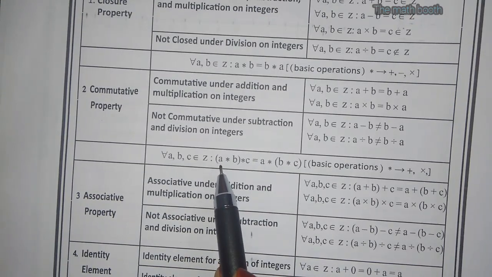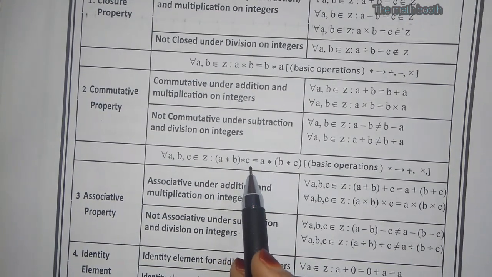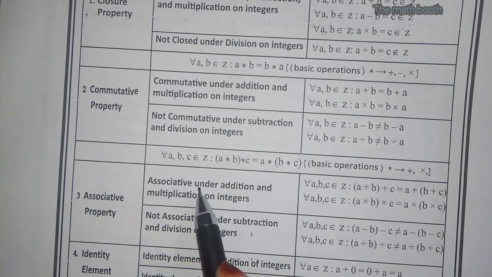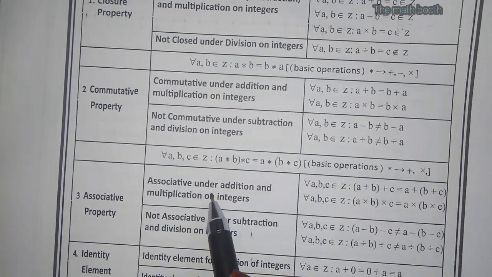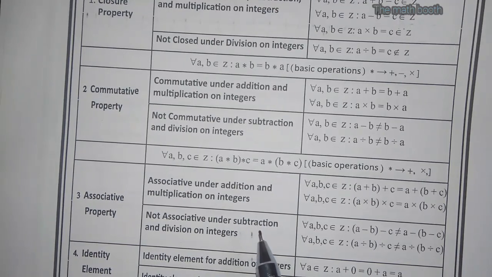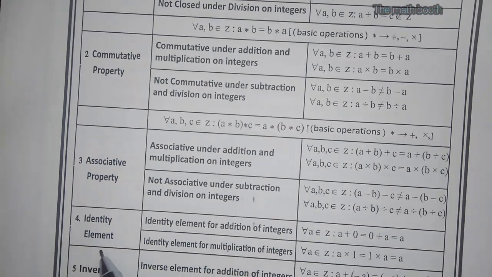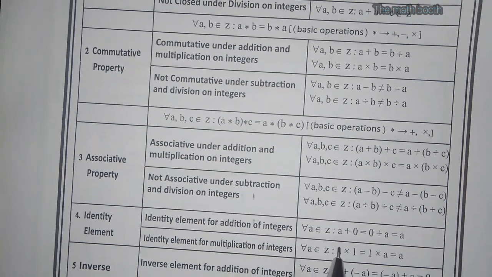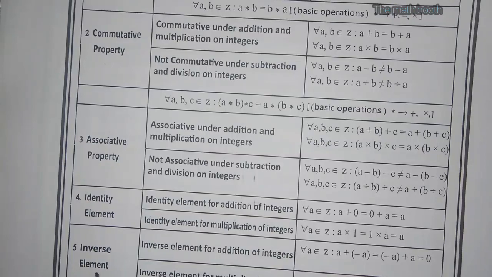Next, let us see associative property. The general form is (a star b) star c is equal to a star (b star c). Associative property holds under addition and multiplication, not under division and subtraction. Like that, identity element: the identity element for addition of integers is 0 and for multiplication of integers is 1. It is one and the same as how we did for whole numbers.